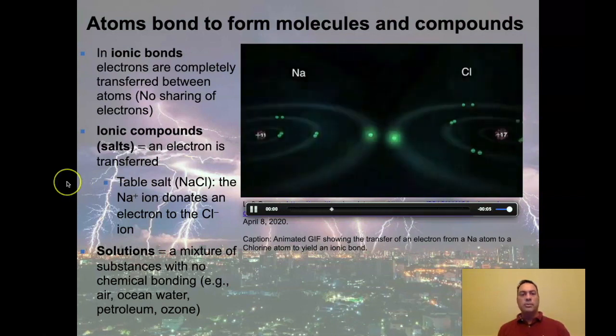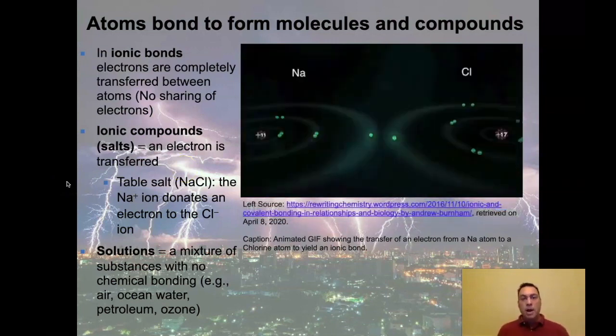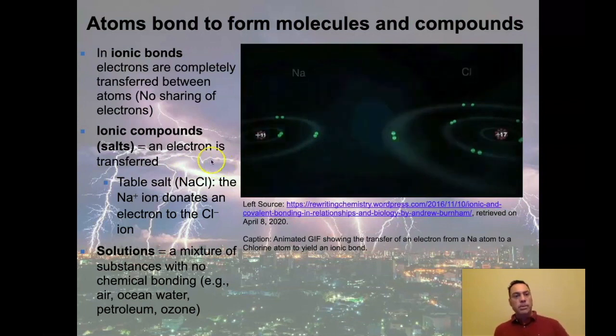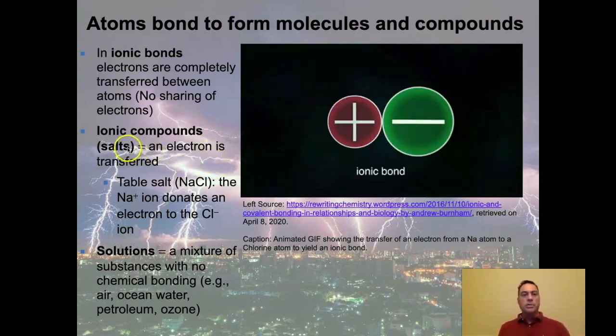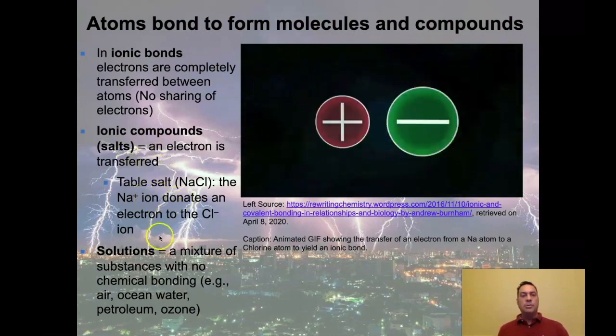They'll actually form an ionic bond with each other. So ionic compounds are called salts, and an electron is transferred when this happens. So common table salt. So we just explained this.